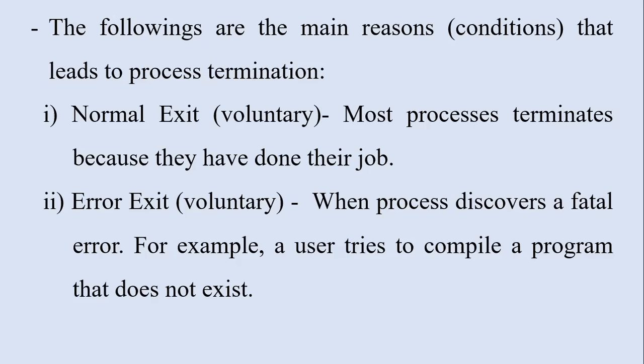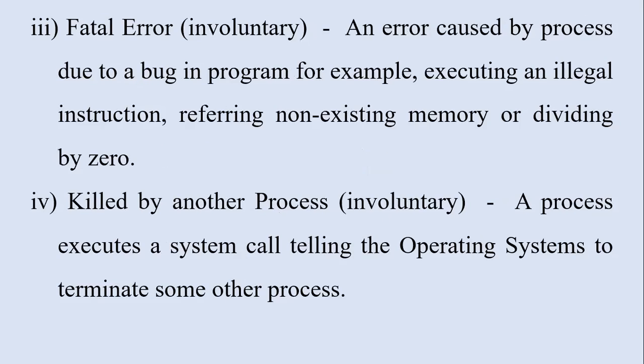Secondly, a process can be terminated as a result of an error. So we call it error exit, and it's also voluntary. For example, a user may try to compile a program that does not exist. Number three, a process can be terminated due to a fatal error, which we call involuntary. An error caused by a process due to a bug in the program, for example, executing an illegal instruction, referring to non-existing memory or dividing by zero, that can lead to a fatal error, and therefore it can lead to premature termination of a process.